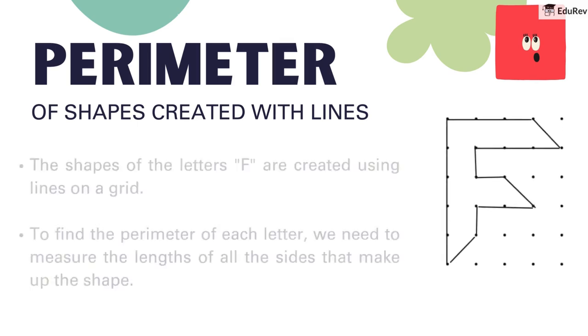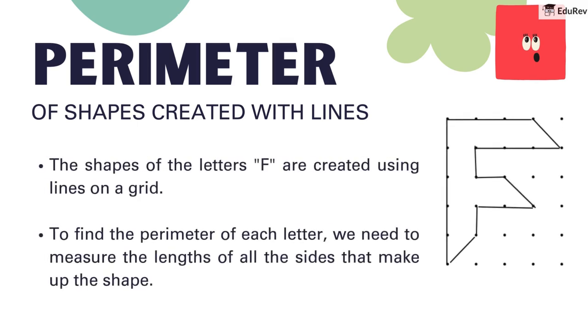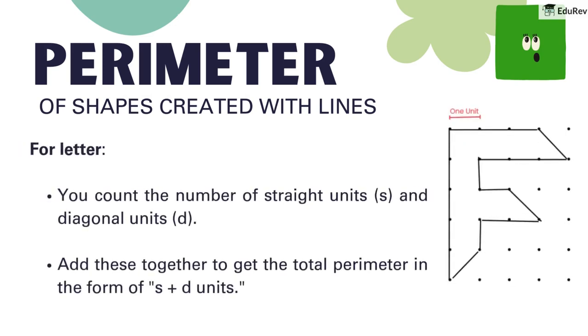Let's look at perimeter of shapes created with lines. The shapes of the letters are created using lines on a grid. To find the perimeter of each letter, we need to measure the lengths of all the sides that make up the shape. For each letter, you count the number of straight units, S, and diagonal units, D.